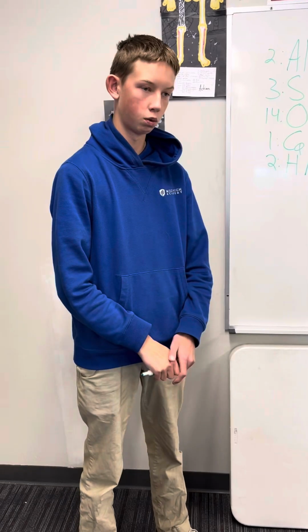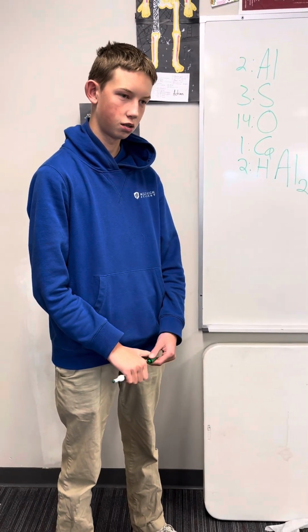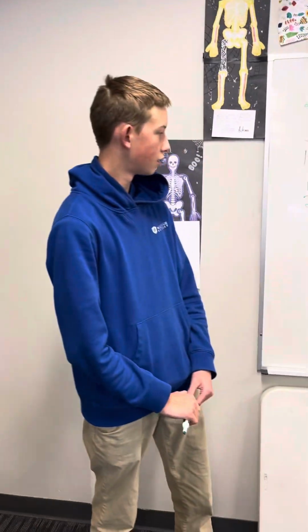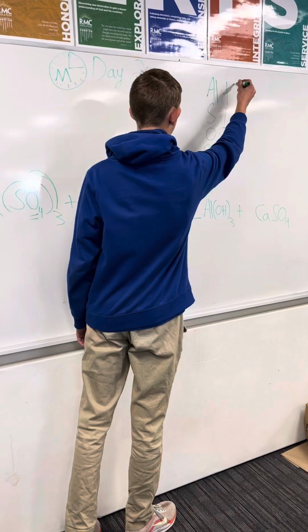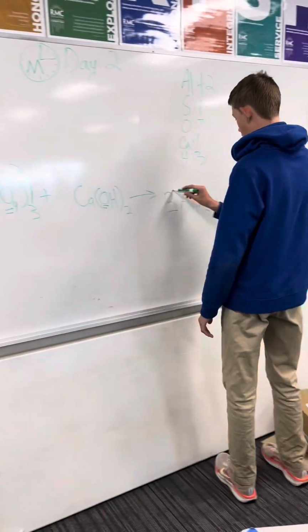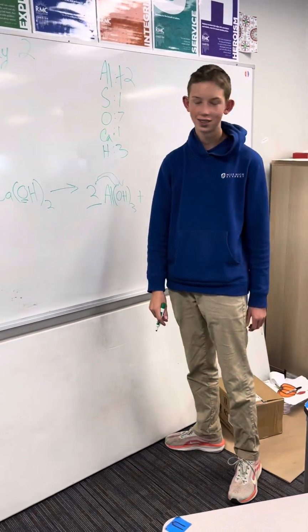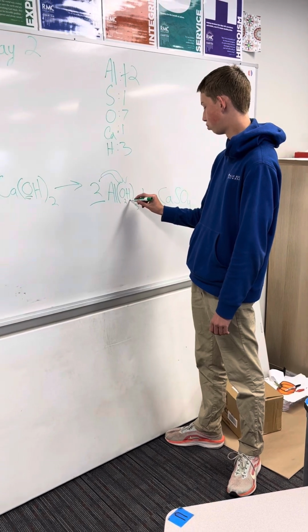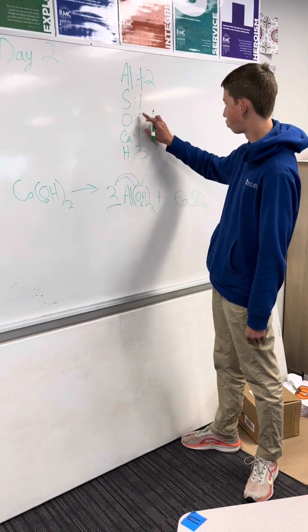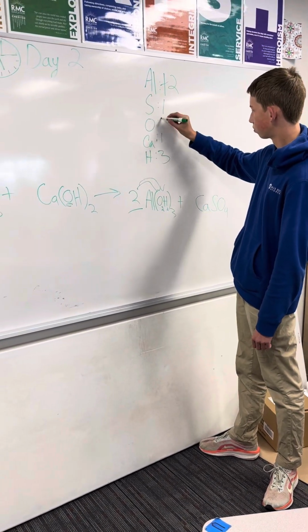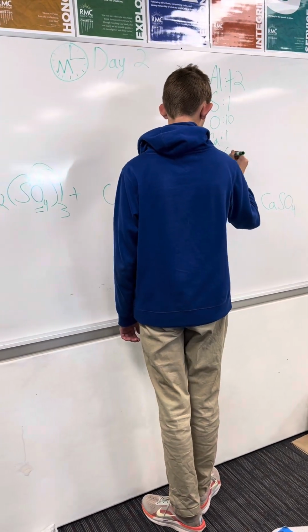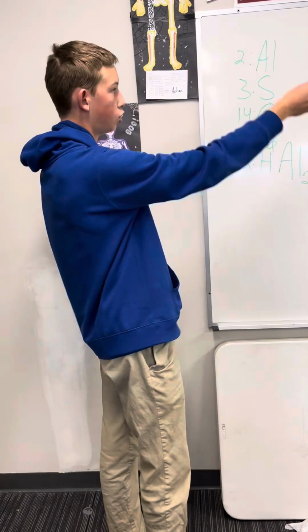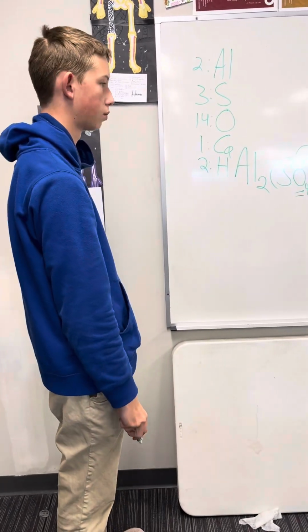What is the first step to number 1? Aluminum. If we have 2 aluminum over here and 1 over there, we need to add a 2 in front of it. So now we have 2 aluminum, but it also affects our oxygen and hydrogen. So now we have 6 oxygen plus 4, which is 10 oxygen, and 6 hydrogen. Our aluminum matches, but nothing else does, except for our calcium.